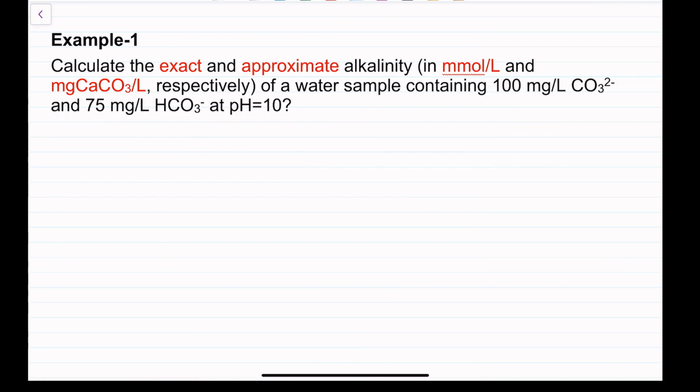Here we are given carbonate and bicarbonate concentration and pH equal to 10. So first let us write down the definition or the formula for alkalinity. Also notice that we need to calculate in both millimole per liter and milligram per liter CaCO₃. The formula for the two is slightly different.